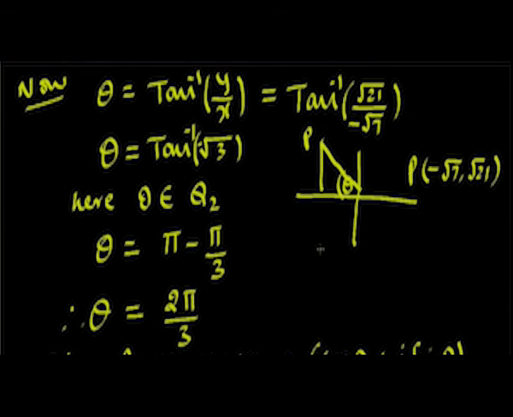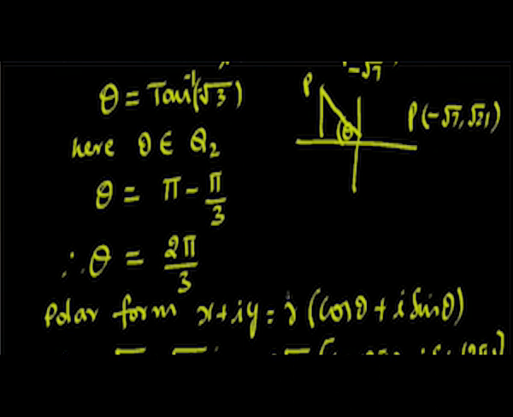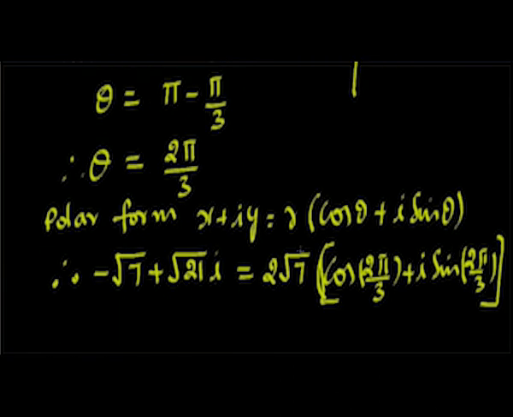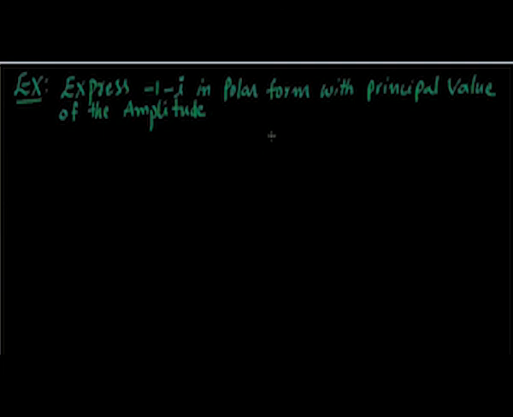Now let us observe once again. We have to find the modulus r value and theta value. Then substituting r and theta in the polar form, we will get the polar form of the given complex number. Now let us consider one more problem. Express minus 1 minus i in polar form with the principal value of the amplitude. So it is almost similar to the previous one.